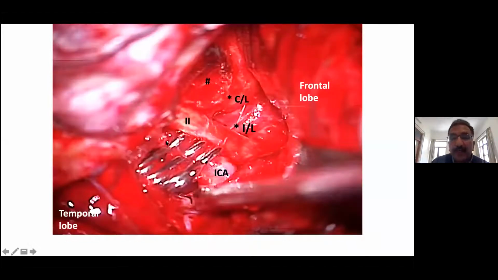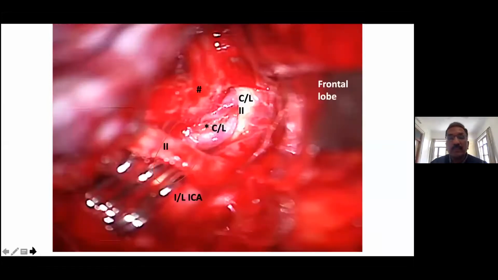So you can clearly see that three fenestrated clips have reconstructed the ICA of the ipsilateral side here. And you can see that they are completely occluding the ipsilateral aneurysm while preserving the lumen of the ICA. And this is the contralateral aneurysm, which is clearly seen. And this hash represents the planum sphenoidale, which covers the ICA.